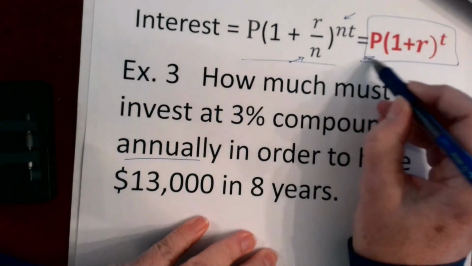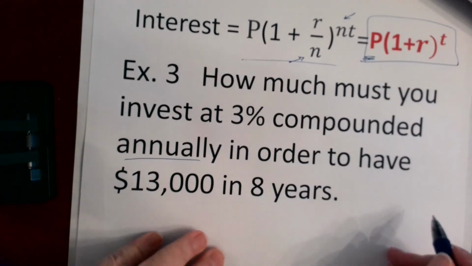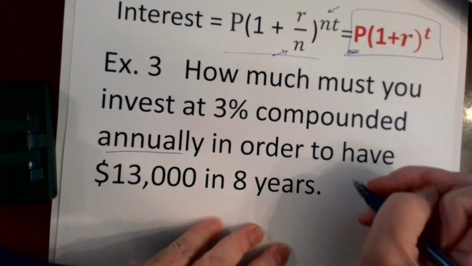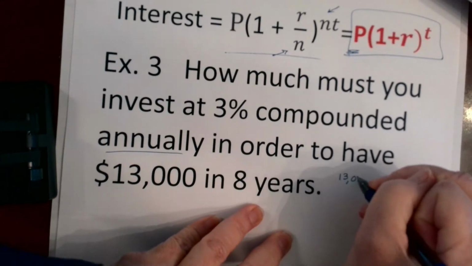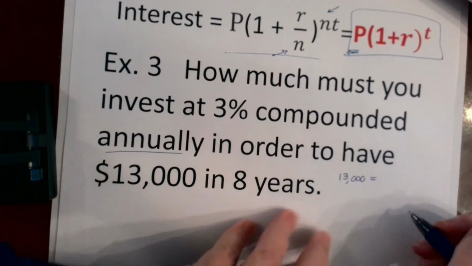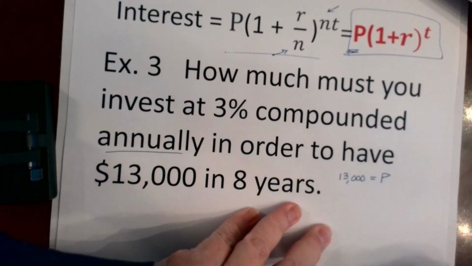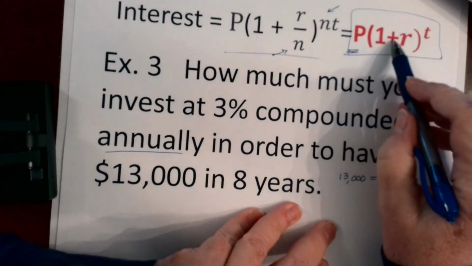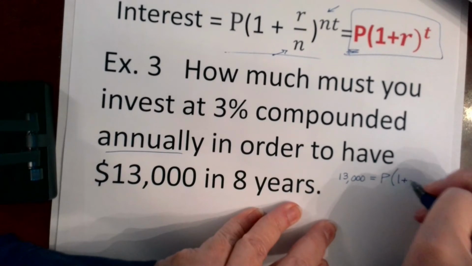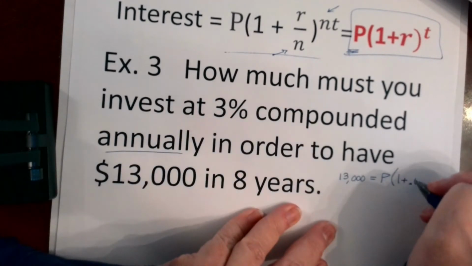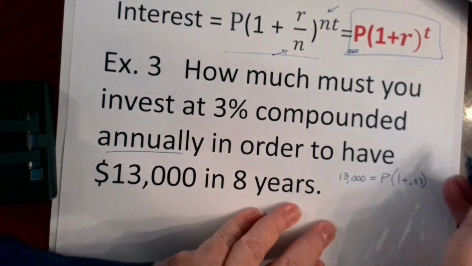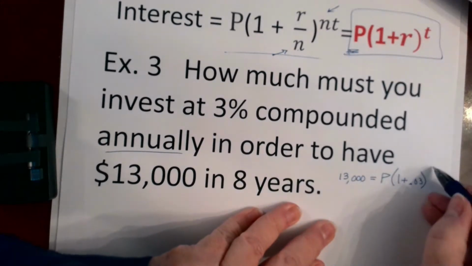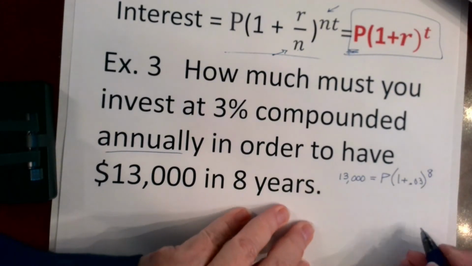So how much money will we give the bank? It doesn't say. So that's what we're missing, the P. So let me write the formula this way. The money we'll get back is $13,000. It's like we have the answer already, but we don't know P, the principal that we're giving the bank. But the rest of the formula is 1 plus rate, 1 plus 0.03. That's the same as 3%. We divide by 1, so we don't have to write it. And then it's 1 times t, or just t, which is 8.